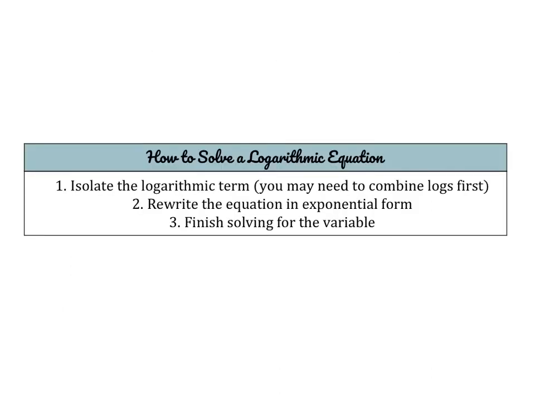All right, so now we're going to move on to solving logarithmic equations. So the process is very similar. First, we're going to start by isolating the logarithm. However, in order to do this, you may need to combine your logarithms first. So if you have a sum or difference of logarithms on the same side of the equation, combine them into a single logarithm first. Then, once you have isolated your logarithmic term, you're going to rewrite the equation in exponential form, and then finish solving for your variable when necessary.